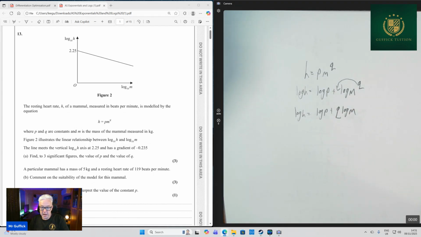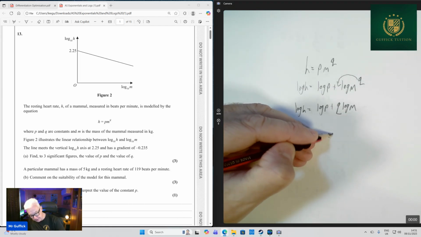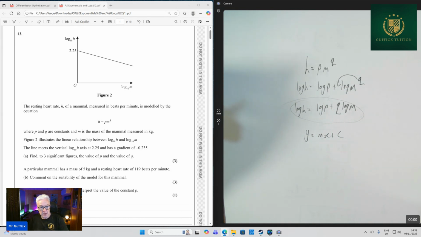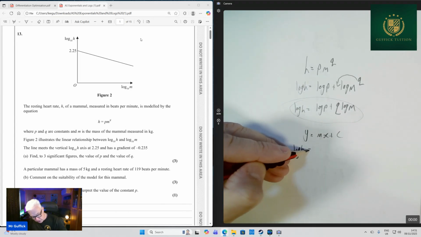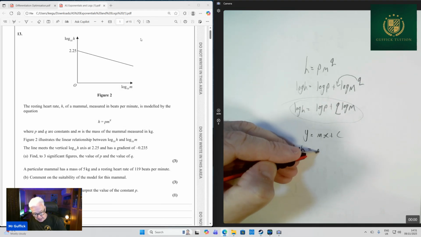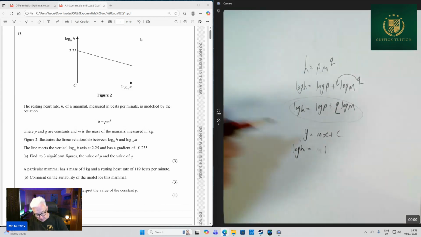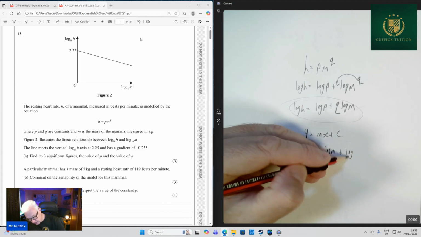And what I like to do now is I like to write down y equals mx plus c and rearrange this so it fits the pattern, okay? Now, if we look at the x-axis is log to the base 10 of M, and the y-axis is log to the base 10 of H. So it makes sense that I'm going to say log H is equal to Q times by log to the base 10 of M plus log to the base 10 of P.